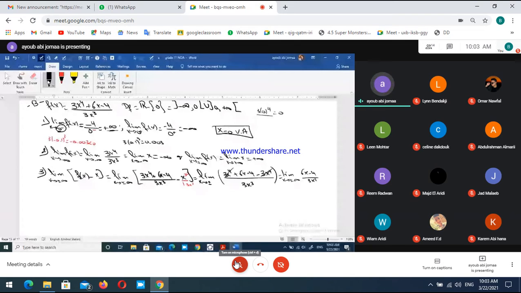So it is equal to the limit of 6x over 3x to the power 3, the highest exponents. And we get 3 over x to the power 2, which is equal to 2 over x squared. Okay, 2.